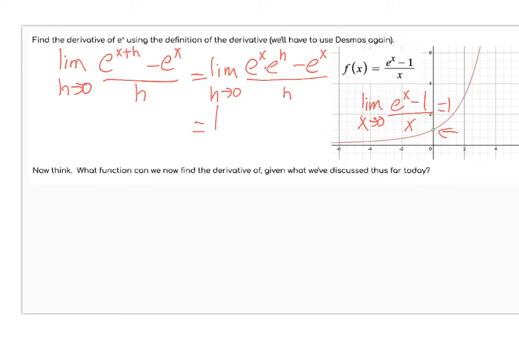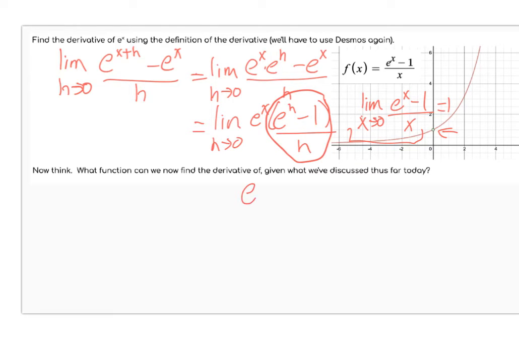I'm going to factor out an e to the x. That's the limit as h approaches 0 of e to the x times e to the h minus 1 over h. And I'd like you to notice that now we have something that looks like this, except with h's instead of x's. So what we end up looking at is that this limit for this part is going to be 1. And if I plug h equals 0 into e to the x, I'm left with just e to the x, which is a weird thing. This tells us that the derivative of e to the x is going to be e to the x, which is strange.